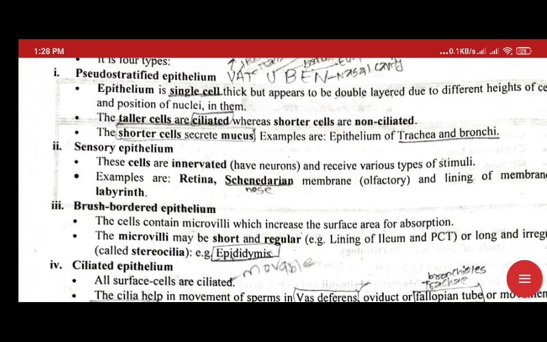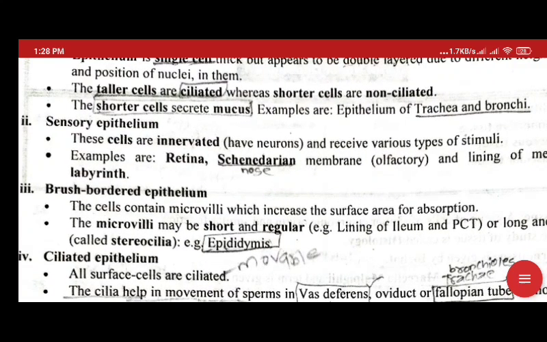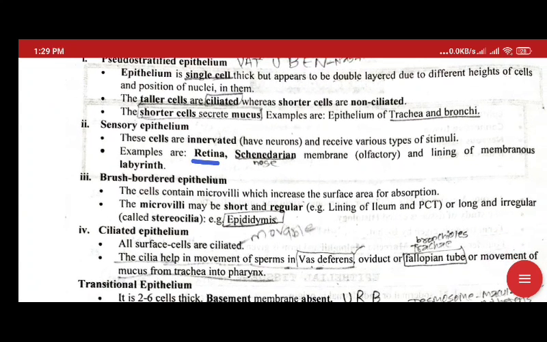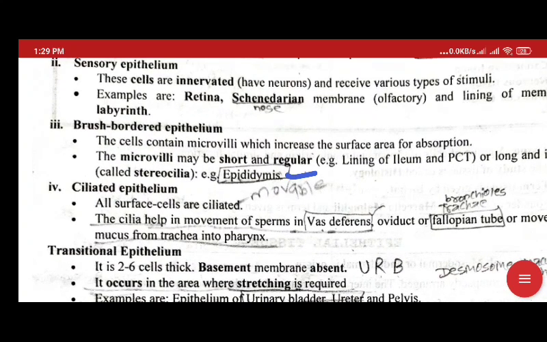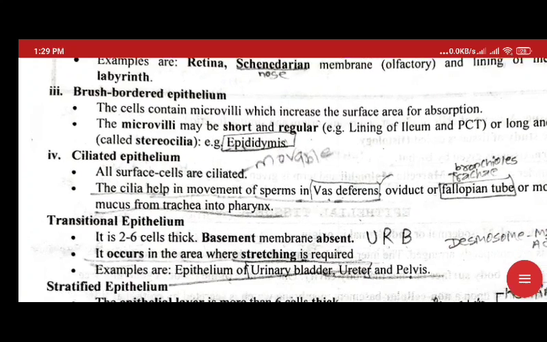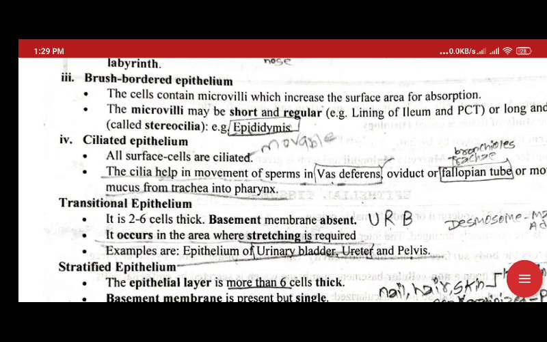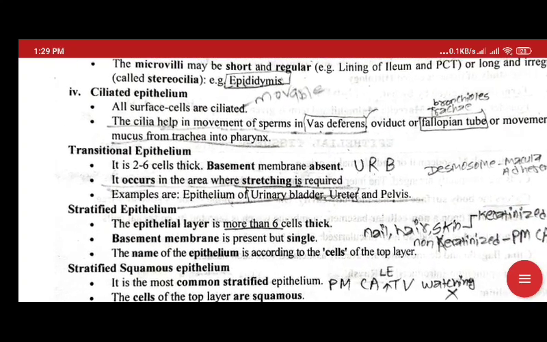Students, we also have sensory epithelium. Sensory epithelium is present in our nose and in our retina, or eye. This is for the eye and this is for our nose. Sclerotic membrane. Now we also have brush border epithelium, which occurs in the epididymis. Ciliated epithelium is the same as pseudo-stratified here. And transitional epithelium.